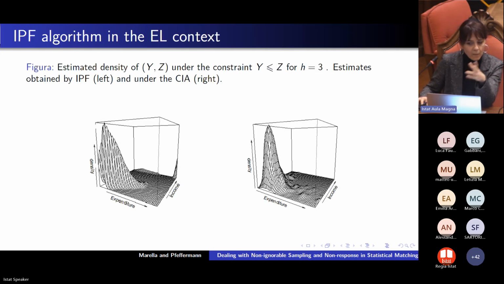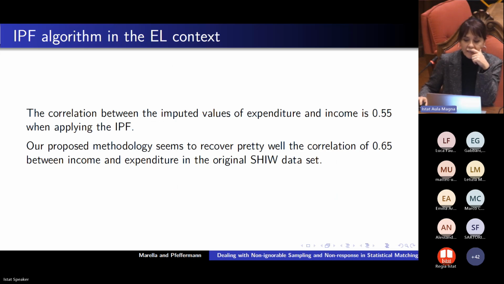And finally, I just want to show you the density estimate of the joint distribution of Y and Z given X equal to 3, that is, for household size equal to 3. Notice that on the left, I have the density estimate obtained from the IPF algorithm. Then, when we drop the CIA, on the right, we have the estimate of the density of Y and Z given X under the SHIA, and you can see that they are quite different.